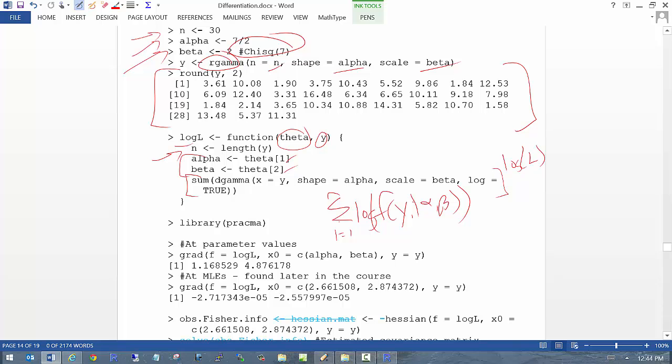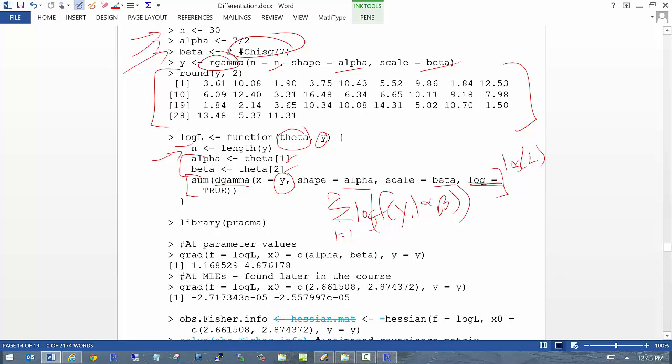So let's take a look inside the sum part here. dgamma stands for density gamma. Here's my data. Remember, this is going to have 30 elements in it, so I'm going to evaluate my density function 30 separate times, and I'm going to get a vector back in return. I specify a particular value of alpha, a particular value of beta, and this is one of the most important parts here.